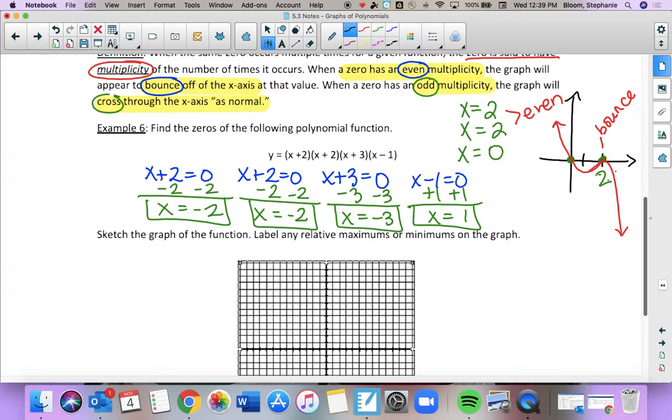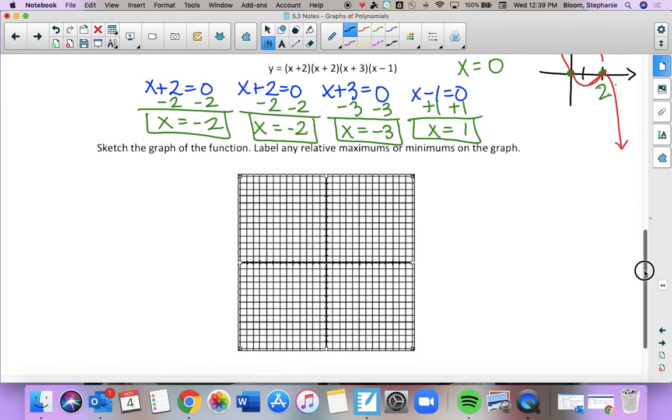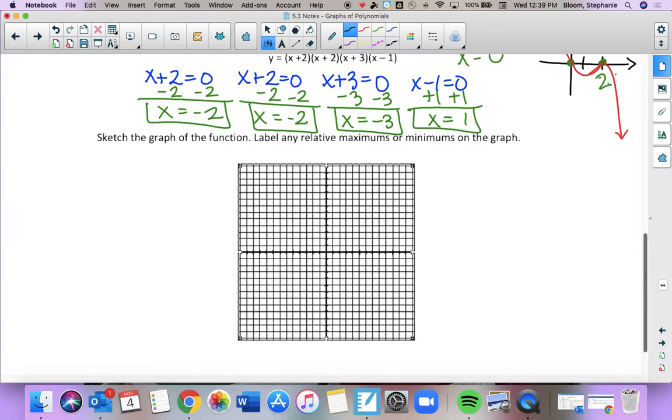All right, so you should have 4 answers. And what do all 4 of those answers represent? Where it crosses the x-axis. So on your graph, put your points. You have x at -2, and I have that twice. So then -3, and then 1. Okay, I got this answer 2 times. So what does that mean it's going to do at -2? It's going to bounce. So I know I'm going to bounce there. I'm going to cross everywhere else.